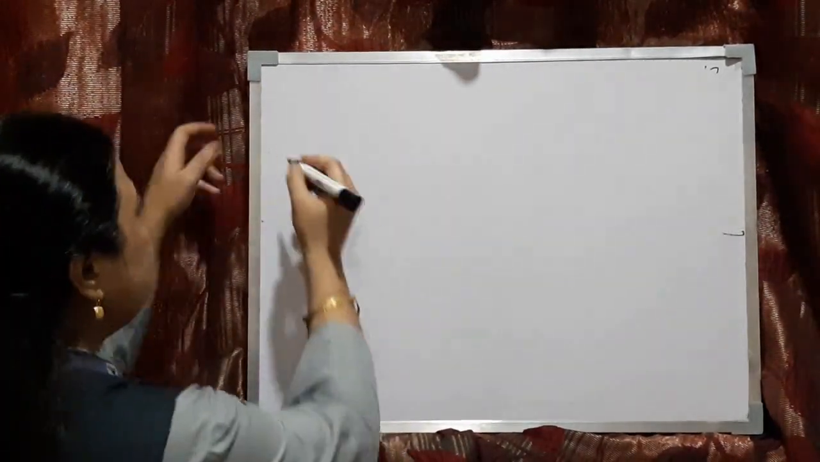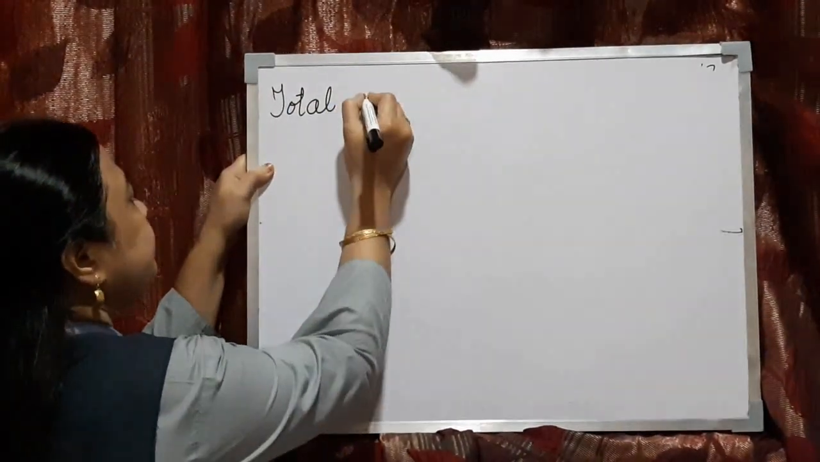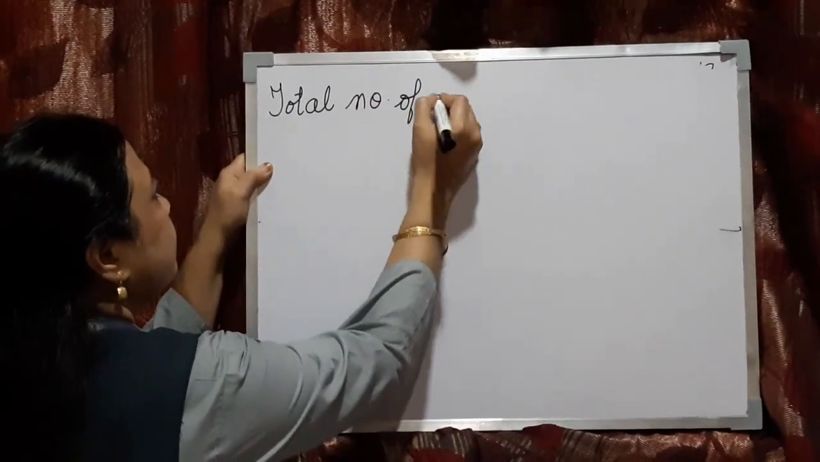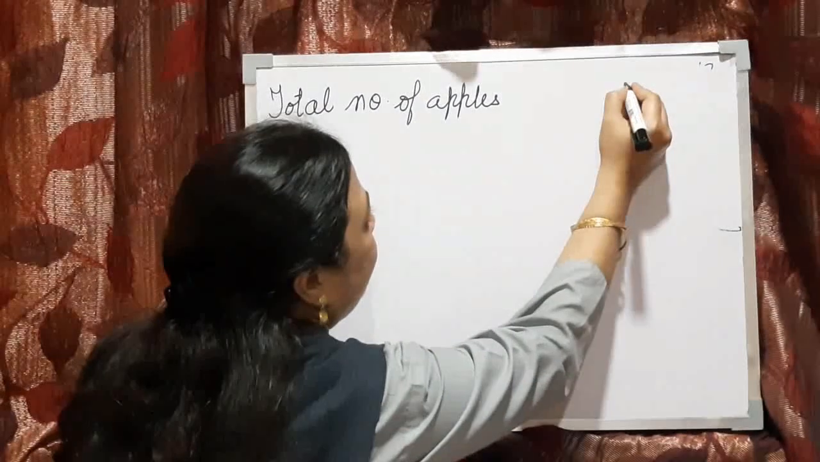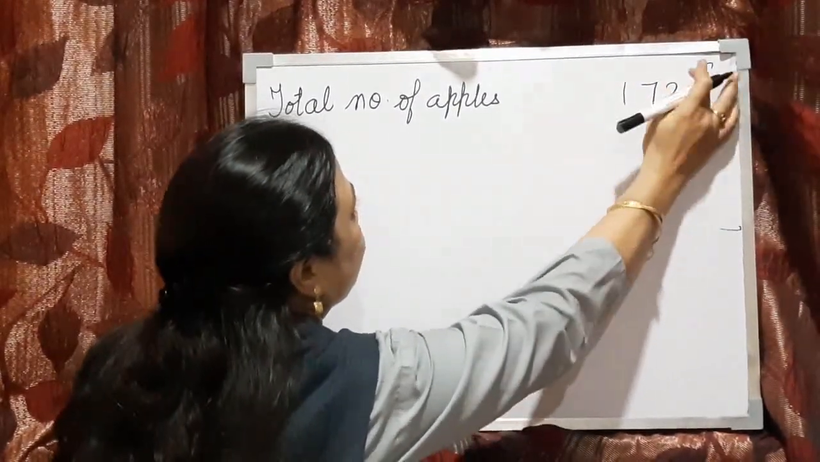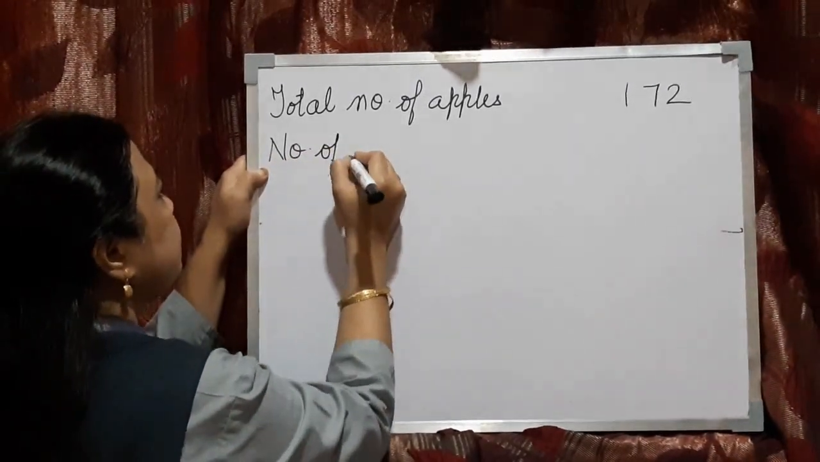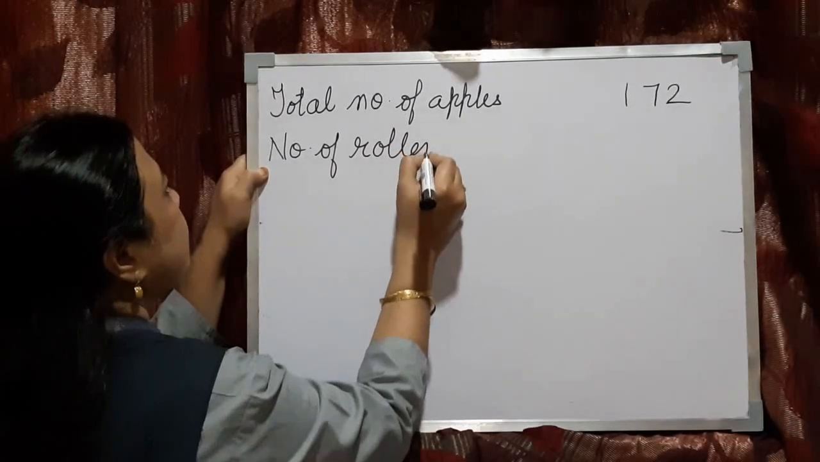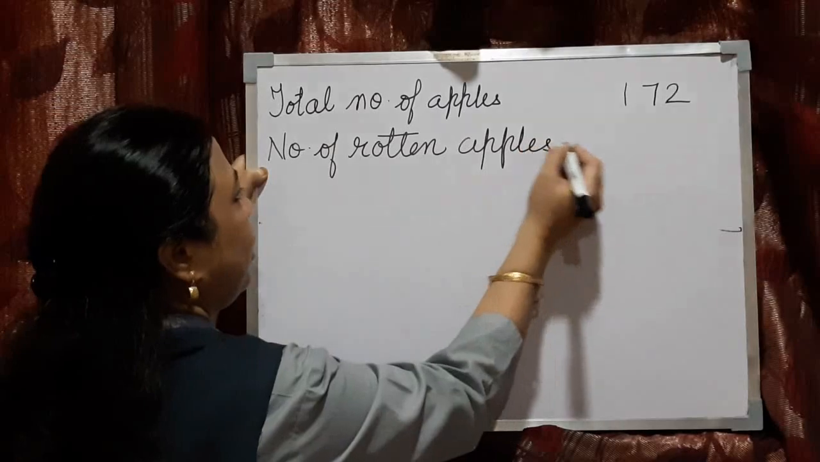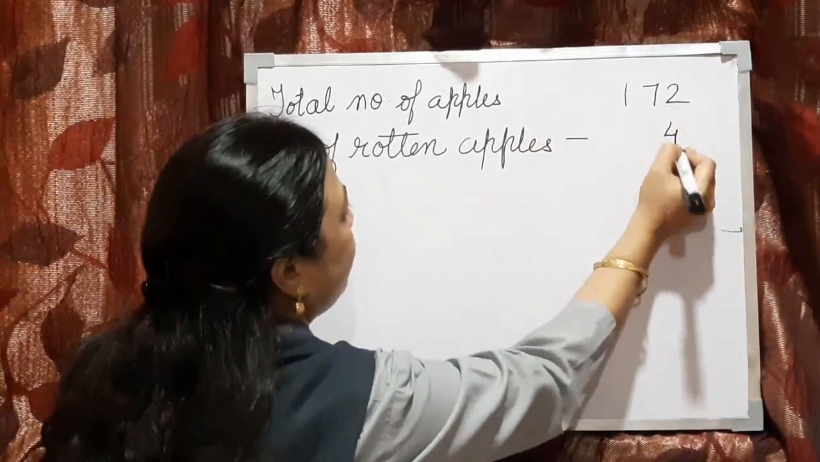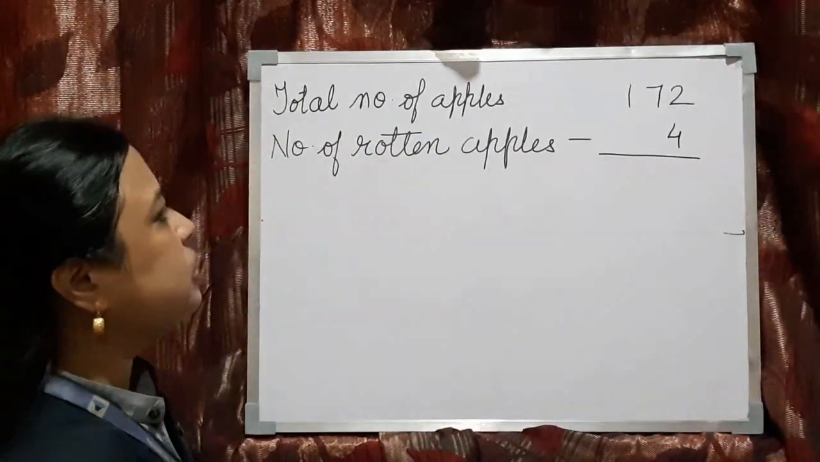So what we will write down? Total number of apples, how many are there? 172. And number of rotten apples, how many are there? 4. So we are going to subtract this 4. So from total we will subtract 4. So what we will get?